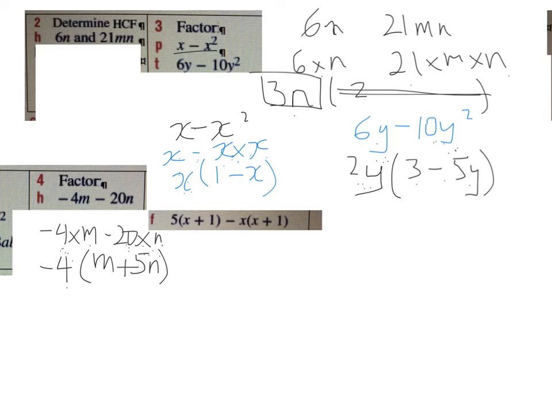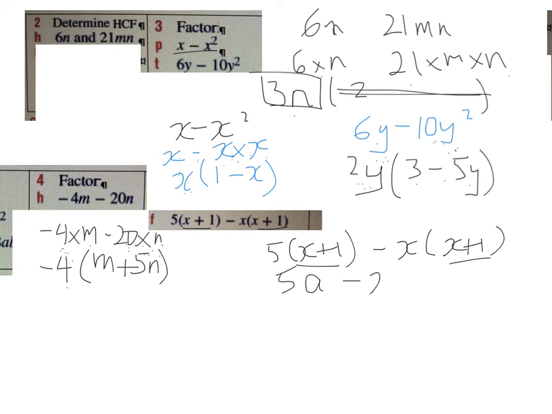All right, last one. Sometimes it's a bit different. What we've got to do is think of this: because we've got x plus 1 here, and they're the same thing, we can think of that as being something else. So I'm going to rewrite this: 5 times x plus 1 minus x times x plus 1. Now, because these two things are the same, we can replace them with something like a. So we can say we've got 5a minus xa, if it helps.